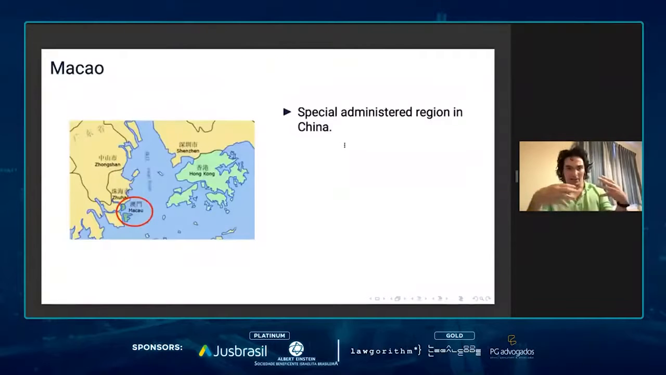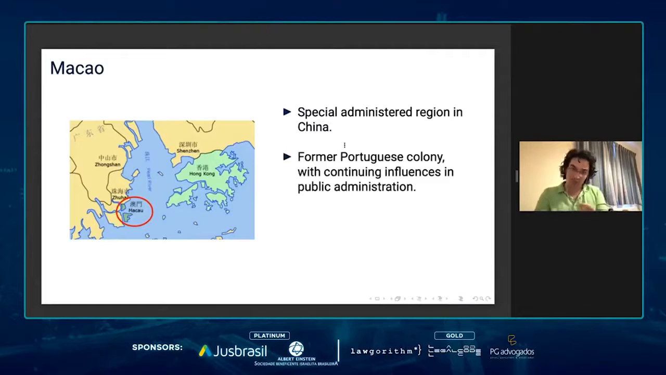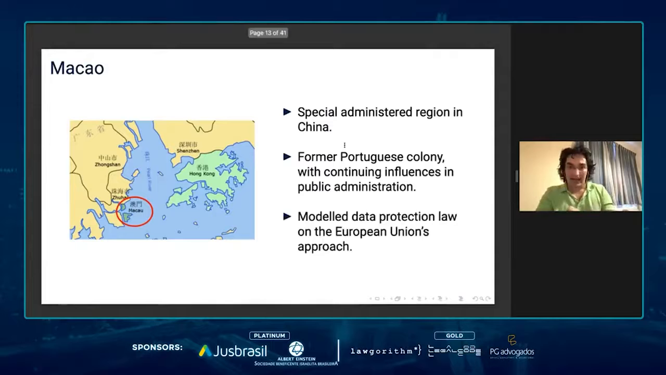For that, our data set is from Macau. Macau is a special administered region in China, less famous than its sibling, Hong Kong. It's a small jurisdiction and a former Portuguese colony, and that has continuing influence on the public administration. Most notably, they use Portuguese as the legal language, and because they're a special administered region, they can write their own laws, so they're not constrained by Chinese law in everything. Their data protection legislation is modeled on the European model, so we have a little bit of generalizability for our conclusions.